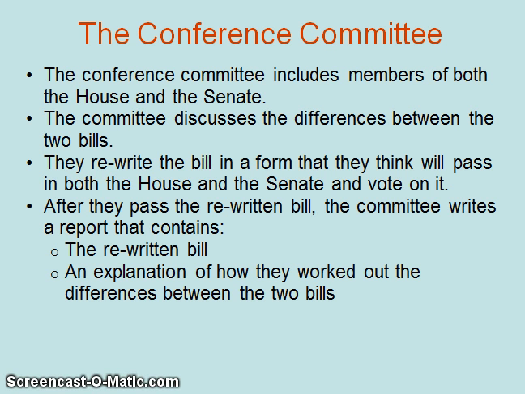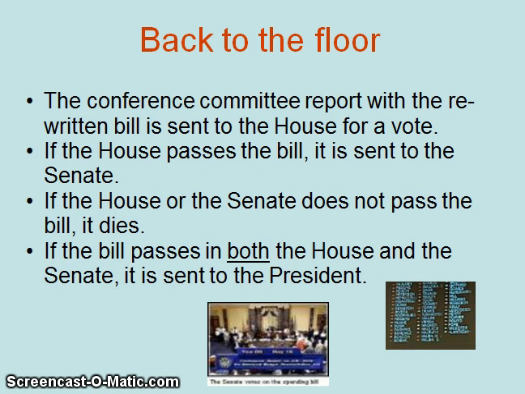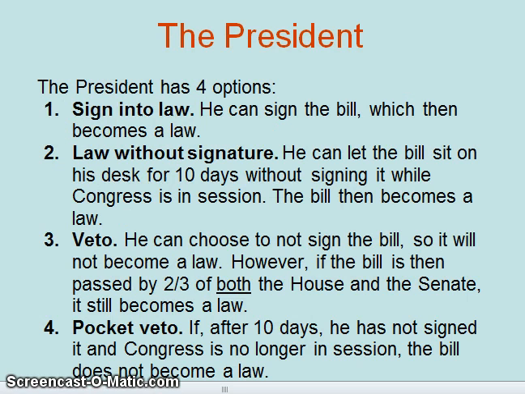So the conference committee rewrites a new bill, and then they send a report back to the House and the Senate and say, this is how we worked out the difference between the two bills. This is our compromise, essentially. The conference committee report with the rewritten bill is sent back to the House, and if the House passes the bill, it's sent to the Senate. If the Senate or the House does not pass the bill, it dies. There's another opportunity to kill a bill. If it passes in both the House and the Senate, it is finally sent to the president for his signature.